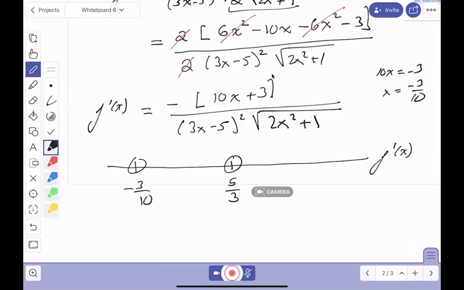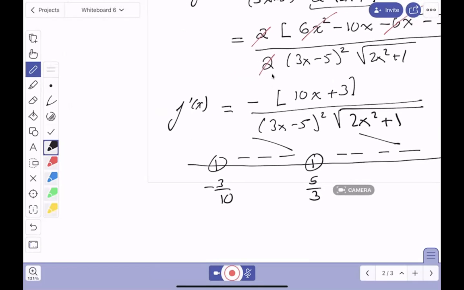All right. What am I going to do now? Sign analysis of that derivative. And then we'll go back to the picture and we'll talk about it. What's a good number after 5/3? I'm going to say maybe 10. If you plug 10 in, what would you get? The bottom is always positive, so you get a negative on top: decreasing. If you took a number between -3/10 and 5/3, like 0, you'd still get a negative number on top: decreasing.